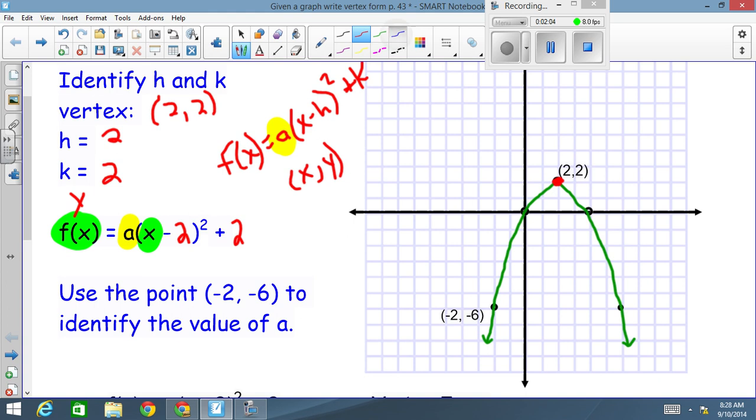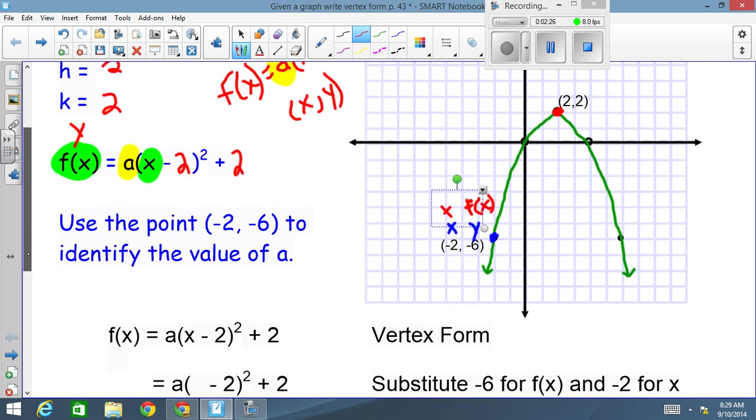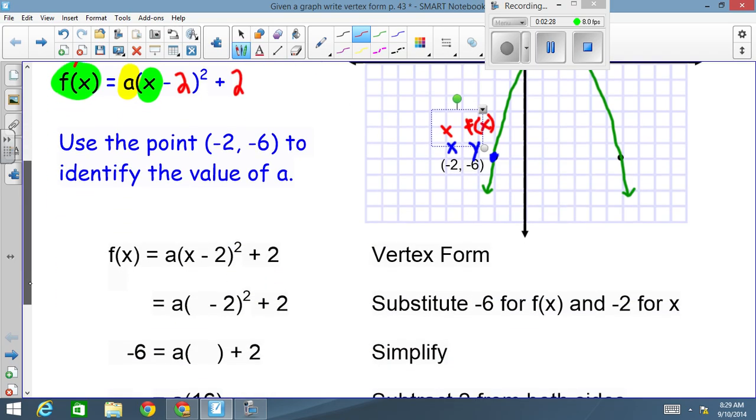Well, ta-da, they happen to give us one. They give us the point (-2, -6). So let's go ahead and plug this xy pair in. This would also be known as f of x, because f of x is another way of saying our output. We're going to take that point and plug those two values in. So here's what I start with.